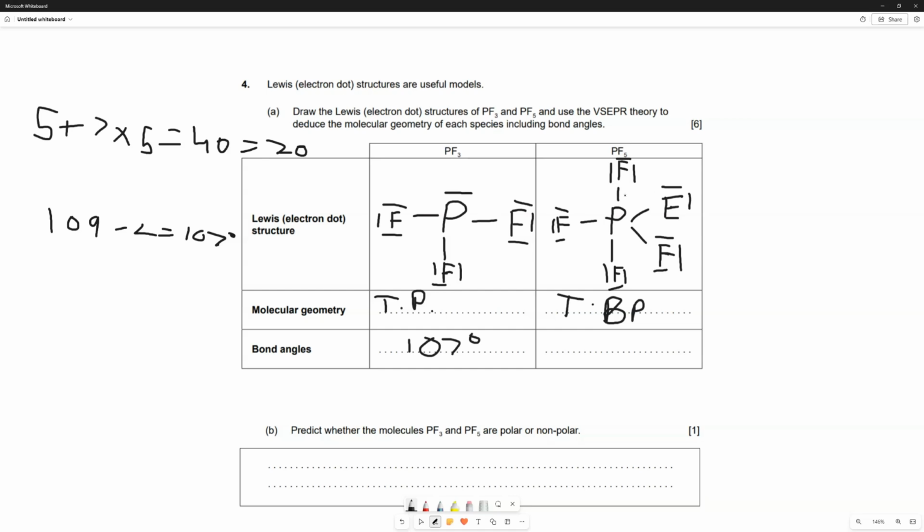And for this, you would have 2 bond angles because the angle from the axial to the equatorial is 90 degrees, and equatorial to equatorial is 120 degrees. There. So your answer here is 90 and 120 degrees.